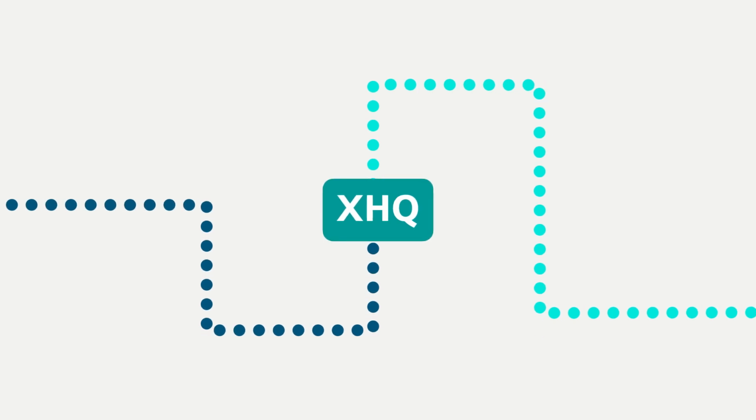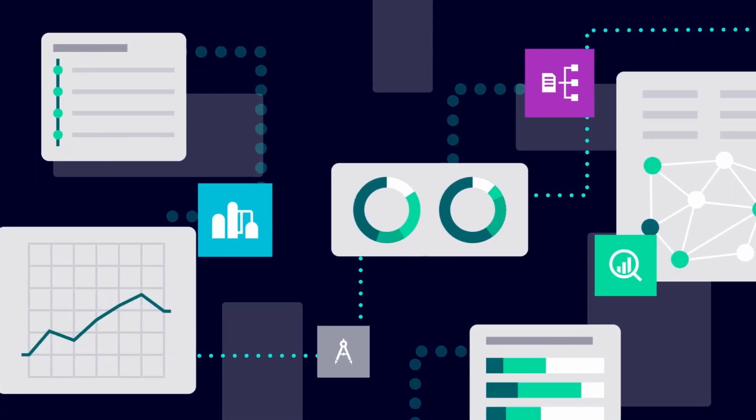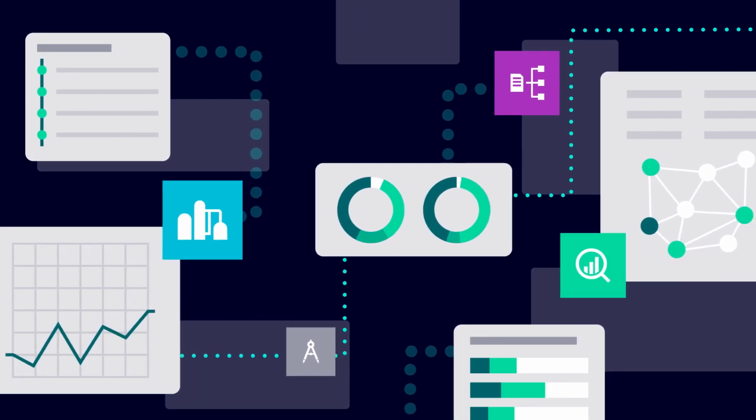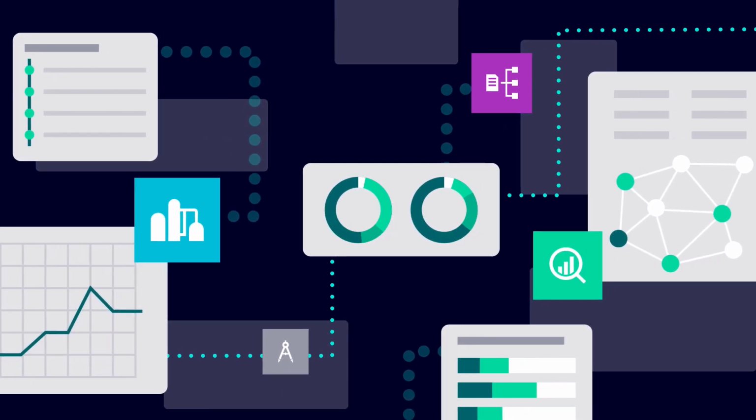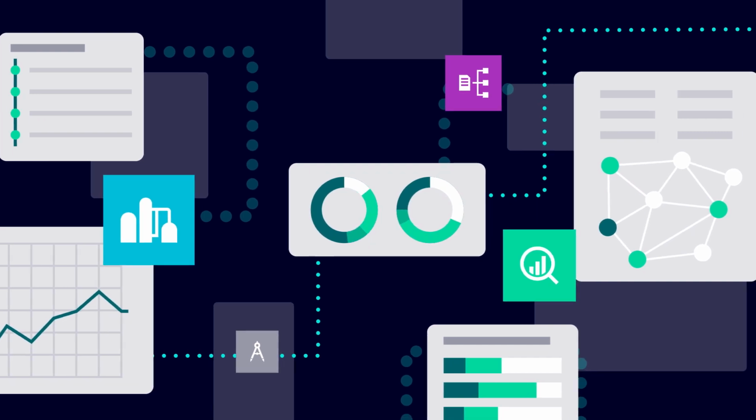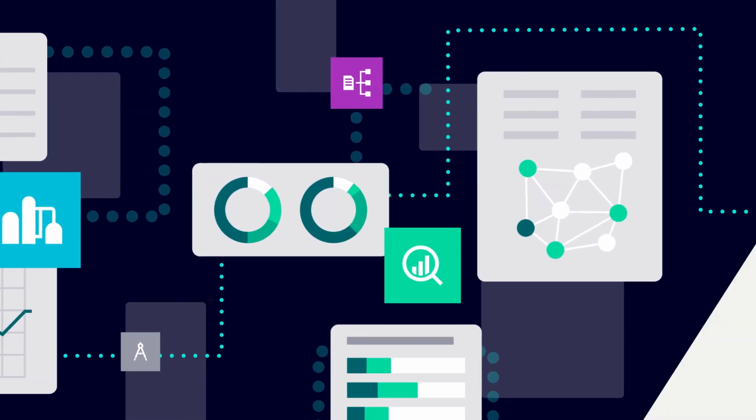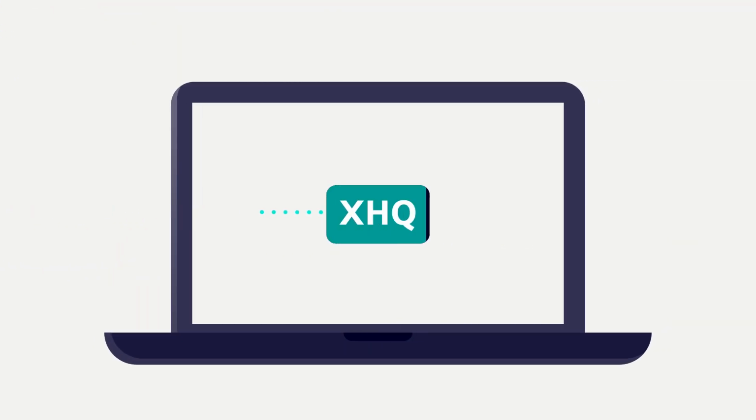XHQ Operations Intelligence software from Siemens connects enterprises to their applications and systems. From plant operations and engineering to advanced analytic, simulation, and optimization applications, XHQ organizes and contextualizes huge amounts of data while making it easily accessible, empowering your business to succeed.